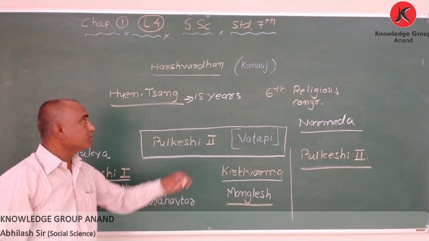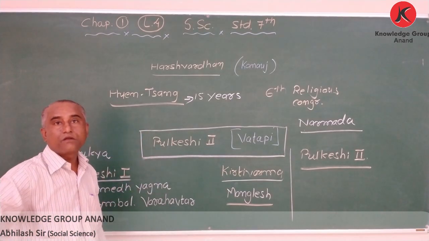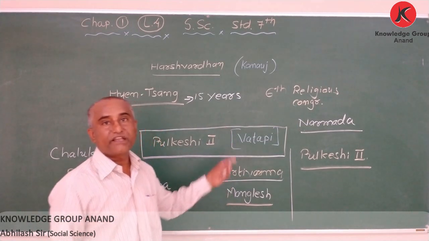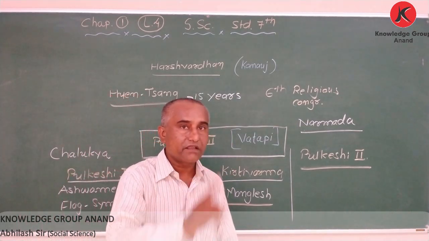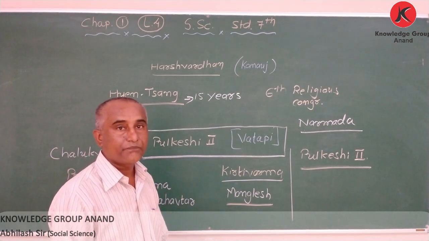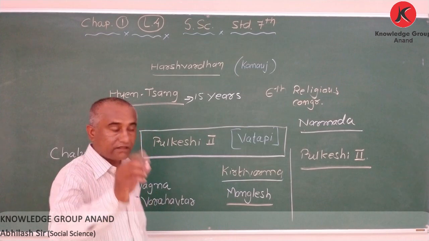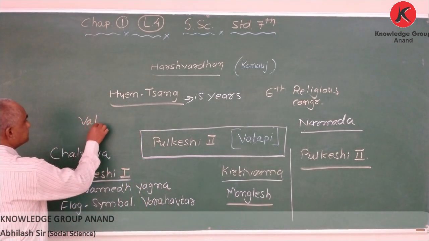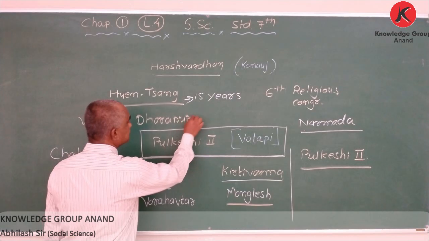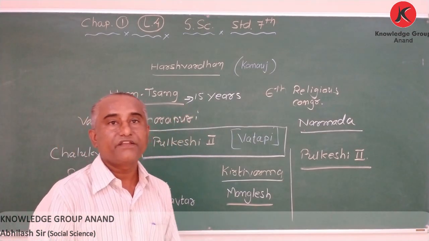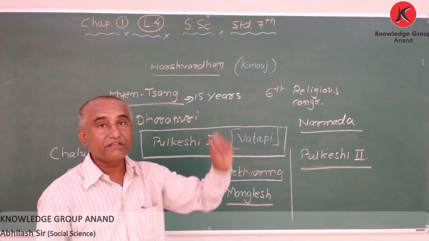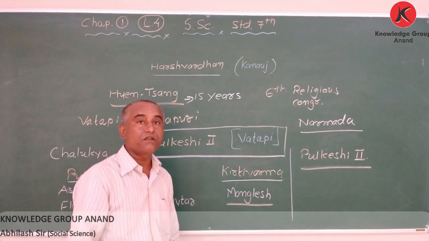In his book, Yuan Sang wrote about Pulkeshi II, and he said he could not stop himself from praising Pulkeshi II, because Pulkeshi II was a great lover of art. Here I would like to mention the caves at Vatapi and Dharapuri, which were built during his time. And the world famous Ajanta caves: the paintings in those caves were done during his time.